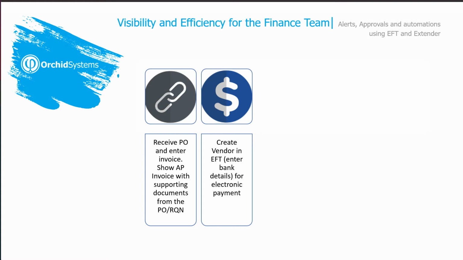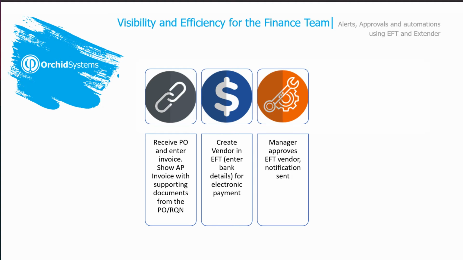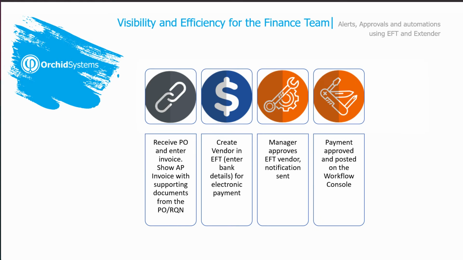So the user who sets up the vendor's bank details in EFT cannot make it active to ensure compliance. To make the process simpler and quicker, we also use Extender to notify approvers that a vendor is ready to be set up. And we also use Extender to approve all batches before the payment is actually processed. And we will do this on the Extender workflow console in the Sage 300 desktop.